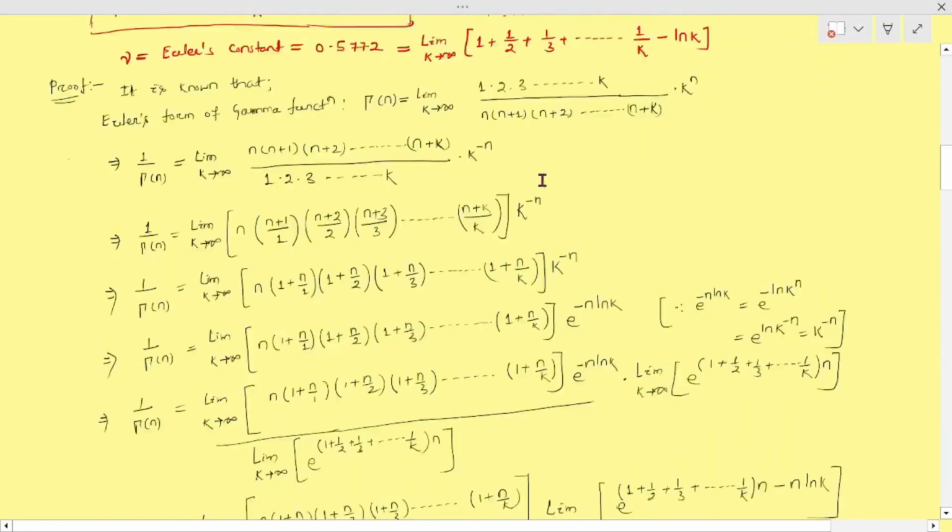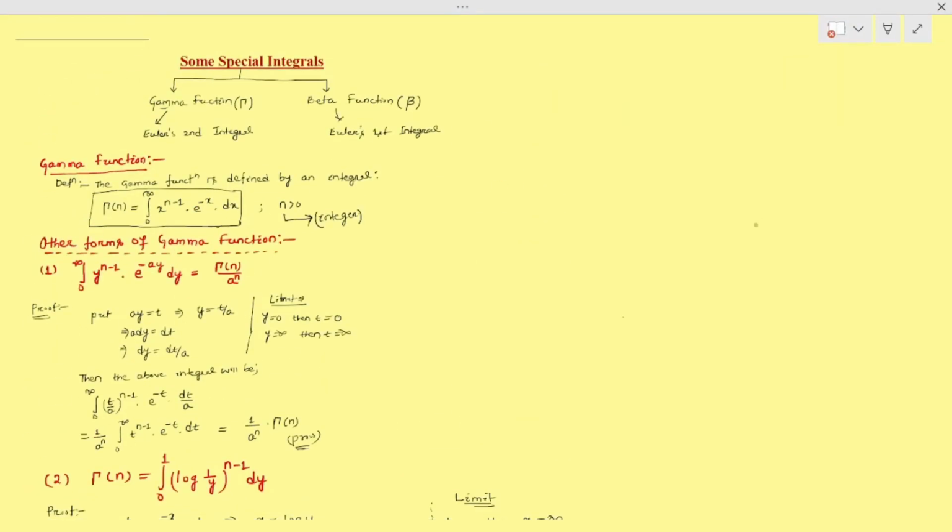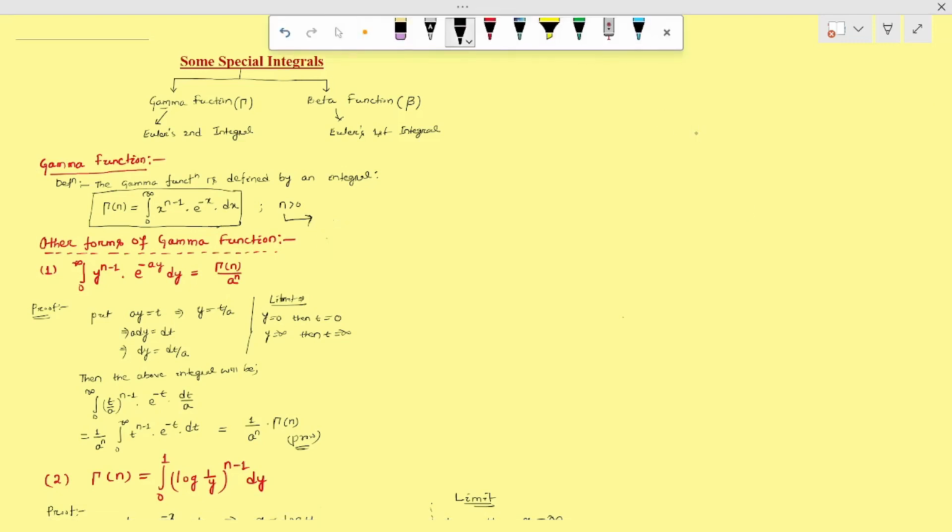Let me recall the definition: gamma n equals the integral from 0 to infinity of x to the n minus 1 e to the minus x dx, for n greater than 0, and here n is an integer. Greater than 0 means n is a positive integer. Let me write it once again. As n is greater than 0, obviously it is positive, but a positive integer.